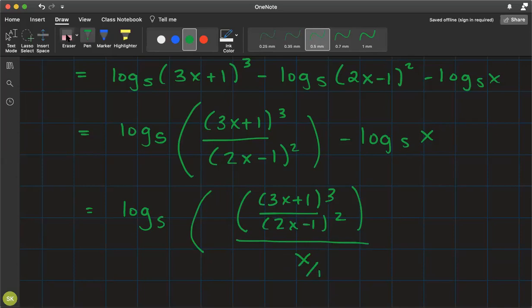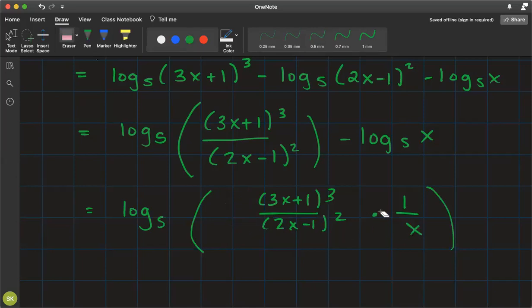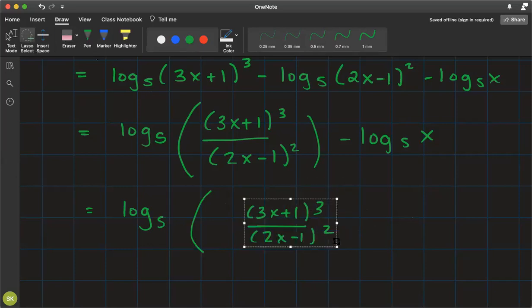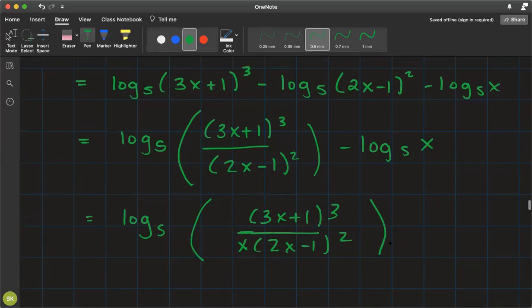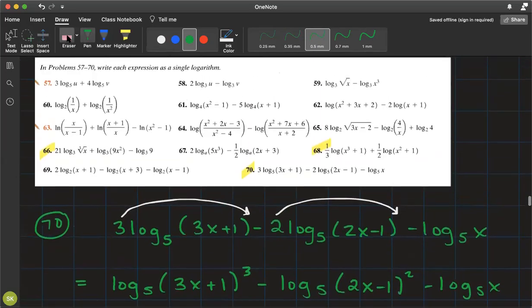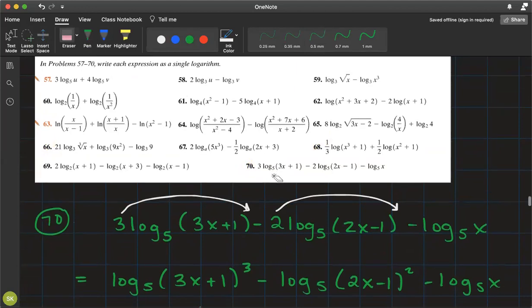Then I can get rid of this denominator here if I multiply by 1 over x. So if I do that, I'm just going to put this x down here in the denominator. Maybe I'll make it a little bit bigger, make this line a little longer, and stick that x right here. And now we have made this into a single logarithm. So we did all of the even problems. Let's move on.